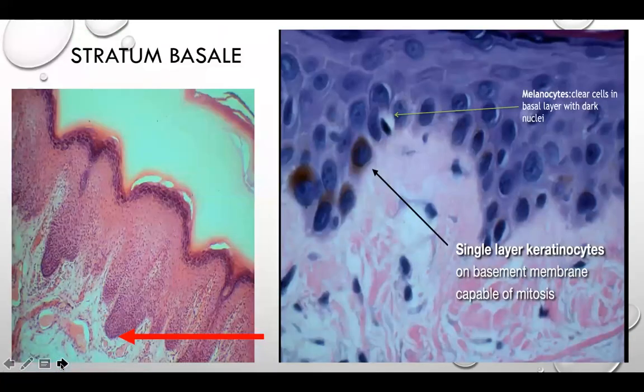So let's first discuss the innermost layer, the stratum basale. The stratum basale is a single layer of keratinocytes on the basement membrane, and they are capable of mitosis. Melanocytes are found here. These are the clear cells in the basal layer with dark nuclei. Basically, the keratinocytes are the ones with pale-looking cytoplasm, and the clear cells in the basal layer with dark nuclei are the melanocytes. They secrete melanin. The keratinocytes secrete keratin.